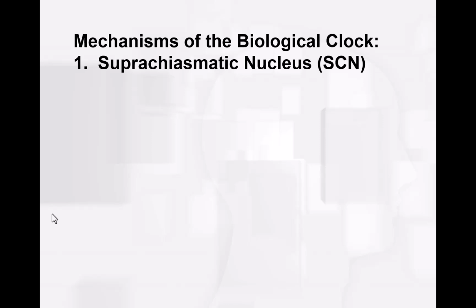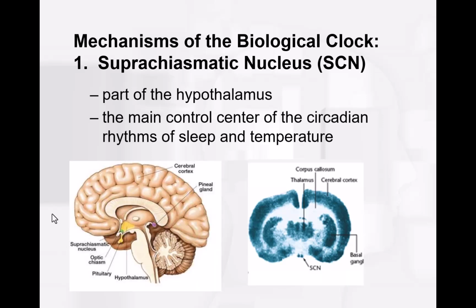So the first thing that we're going to talk about that controls our circadian rhythms is the suprachiasmatic nucleus, abbreviated SCN. Now, the suprachiasmatic nucleus is part of the hypothalamus, and it is the main control center for the circadian rhythms of both sleep and temperature. Now, you can see here in this diagram on the right, the suprachiasmatic nucleus sits on the most ventral surface of the brain. This is actually a slice of a rat brain, I believe.